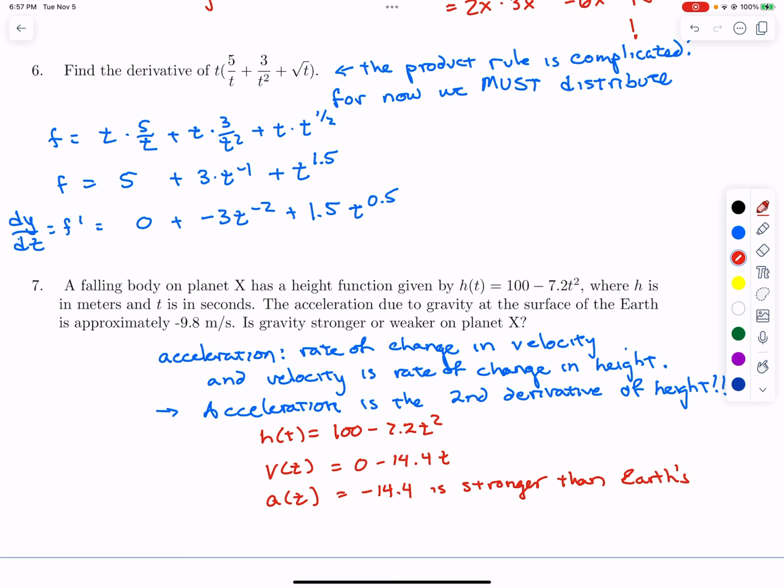Okay. Interesting. Oh, per second squared. Dude. Bad dude. Okay, so it's stronger than the Earth's gravity, at least at the surface of planet X. Something from physics. Gravity gets weaker and weaker as you get closer to the center of a planet. Just for your information.